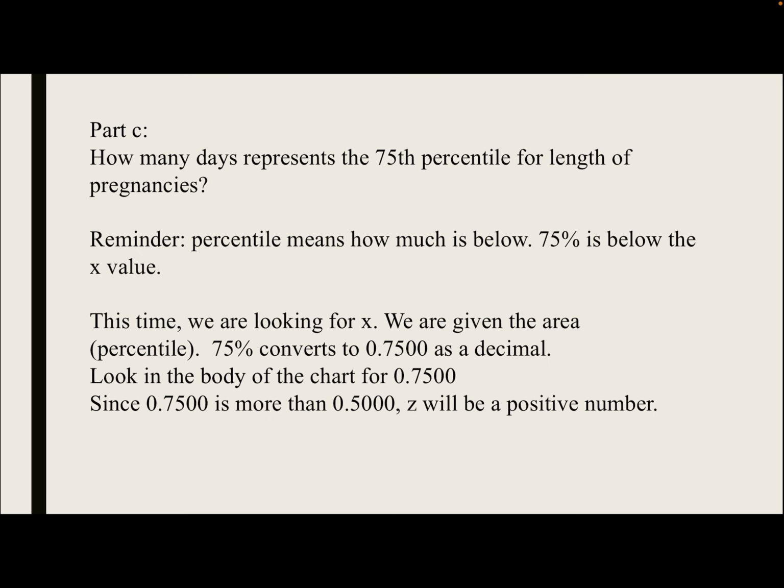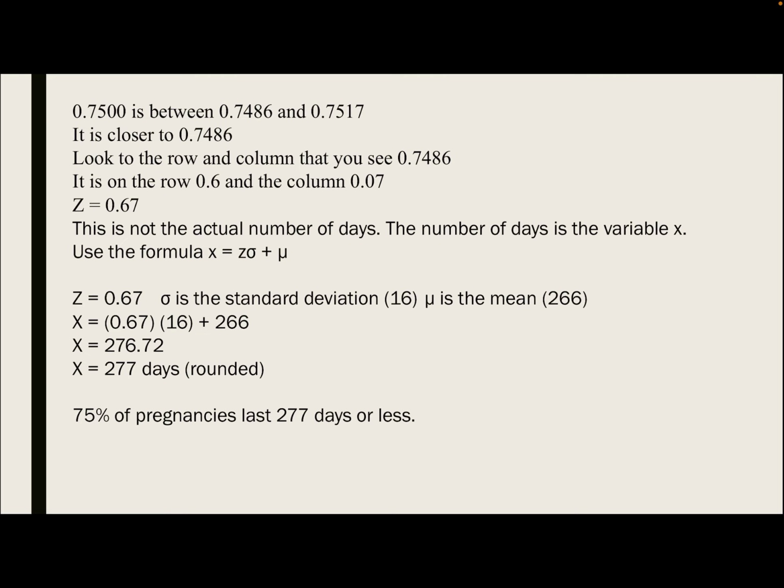Part C, how many days represent the 75th percentile? That means 75% is below. This time we're looking for x, and we're given the area. So 75% changed to 0.75. Look in the body of the chart. Okay, the body of the chart, remember, means these numbers here. Since 0.75 is more than 0.5, z will be a positive number. Okay, it's between those two values, but it's closer to 0.7486. So look to see what row and column it is, and that gives you your z-score.